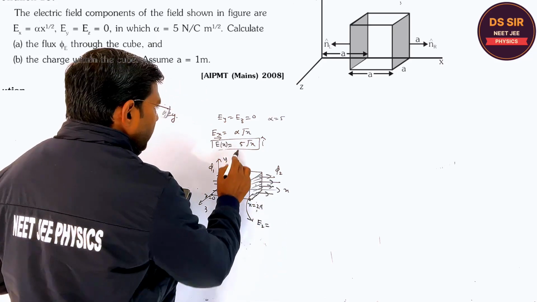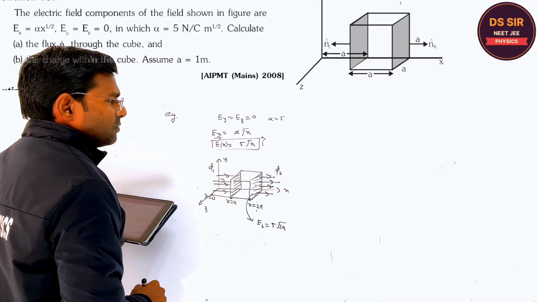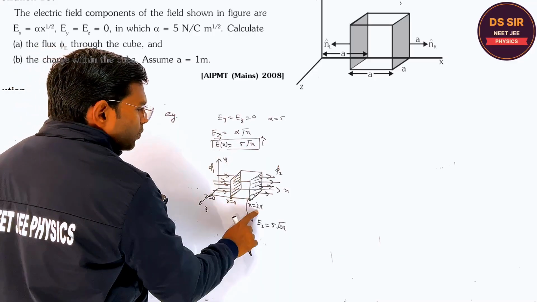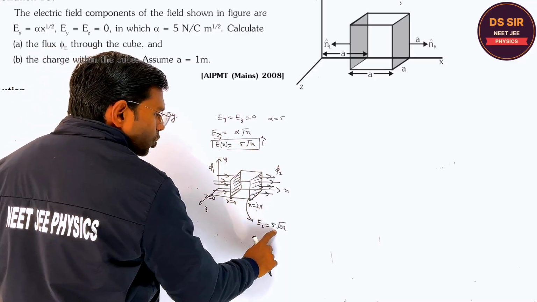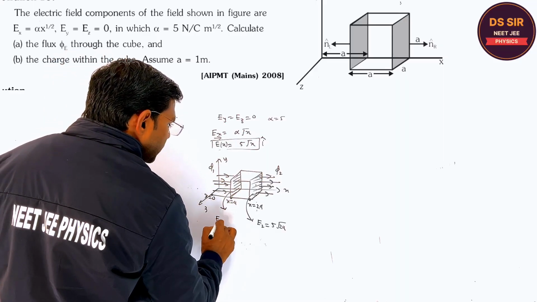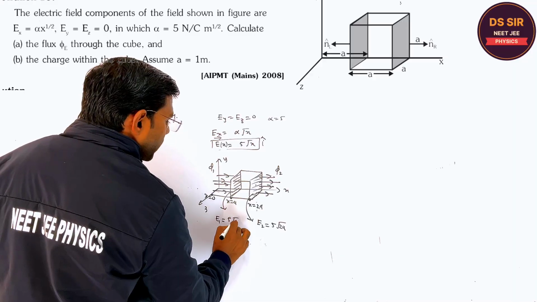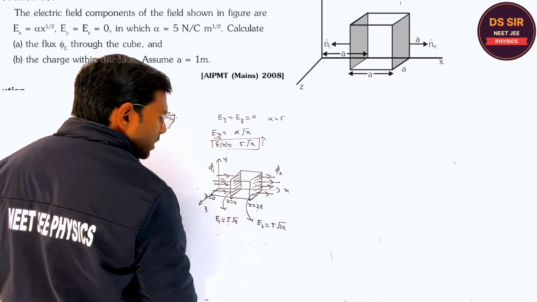5 into root 2a. The x value is 2a. So this is the electric field. And what is the electric field at this face? X value is a, 5 root a. Is it clear or not?